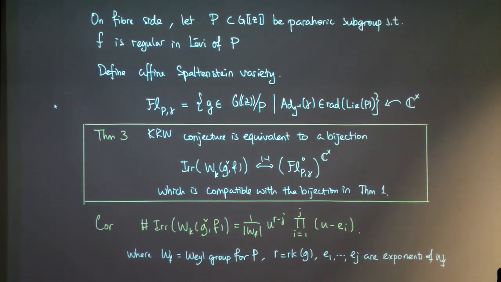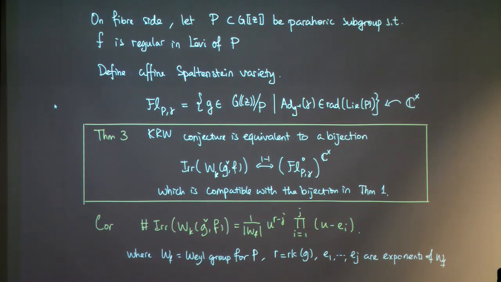But on the fiber side, you can do the following. So now you have a nilpotent element which is regular in Levi, and you can take a parabolic for that Levi, and then you can define a parahoric subgroup inside this group G((z)). And then, remember our affine Springer fiber before: you take the quotient of the loop group by I, and you require the adjoint action of g^{-1} on gamma belongs to the Lie algebra of I.